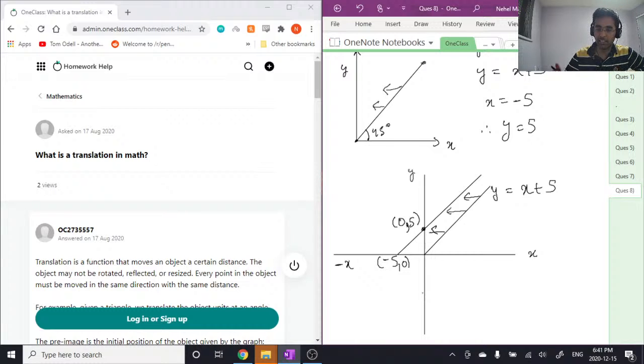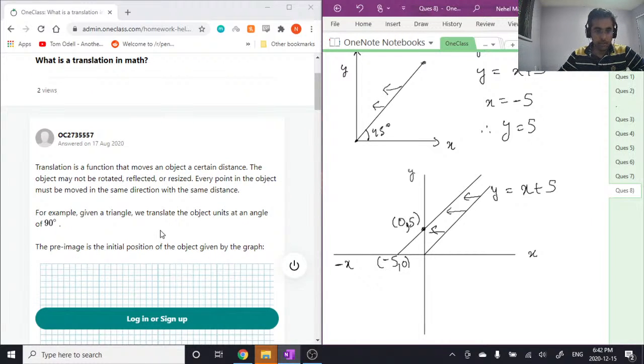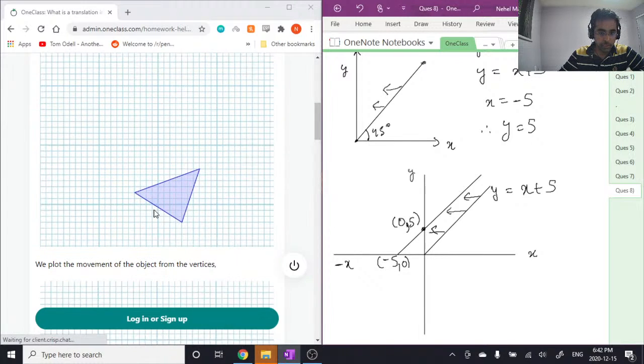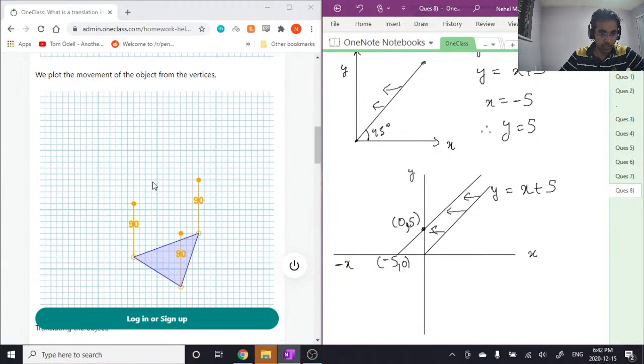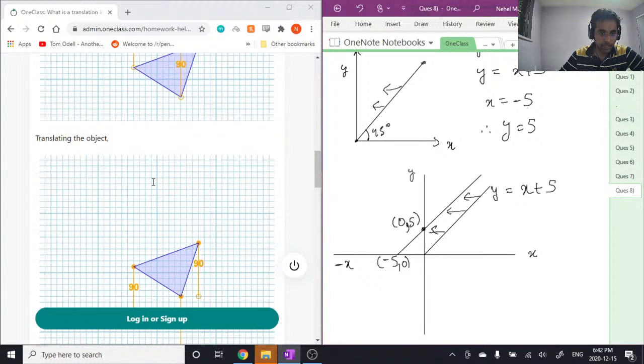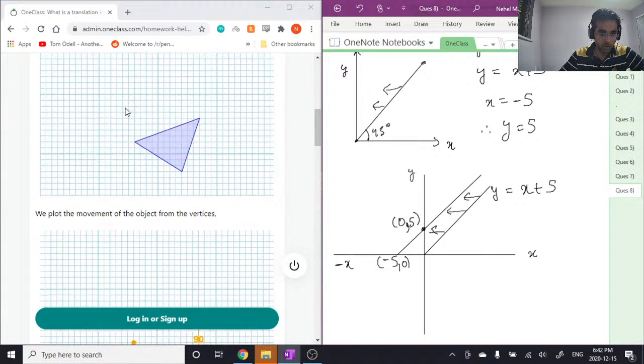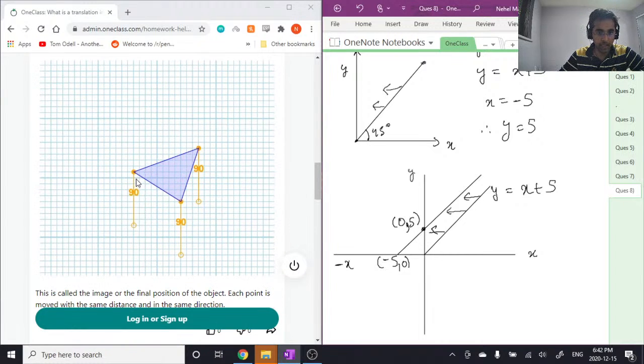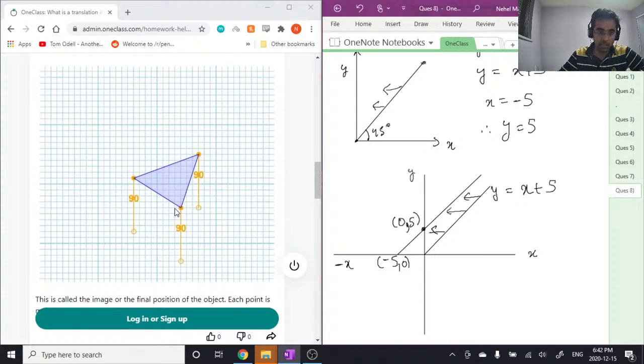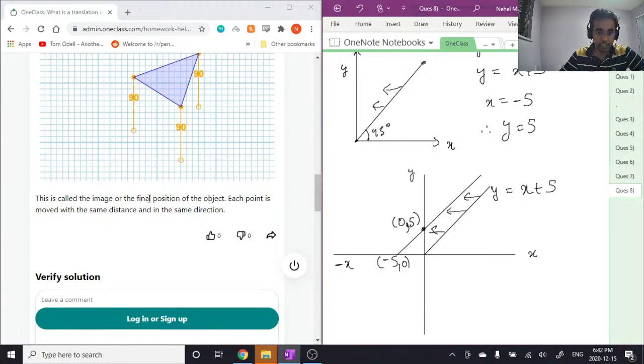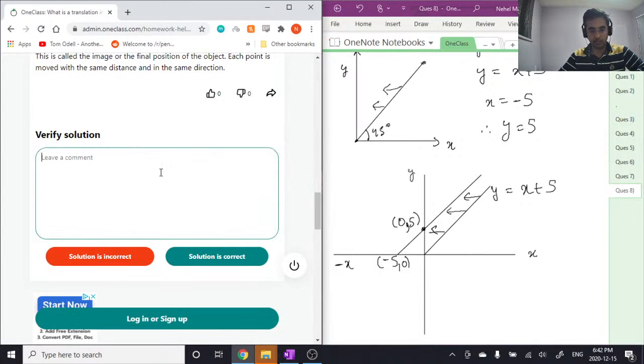So translation is essentially the motion of a function or a shape in a 2D or three-dimensional space by a given distance. So the distance, we can control the distance. So we're given this triangle according to this solution, and then we translate it by 90. So all of those points would move up by 90 to come to their final locations. And then essentially we can say that this shape has translated 90 degrees in the positive y direction. So this solution is correct.